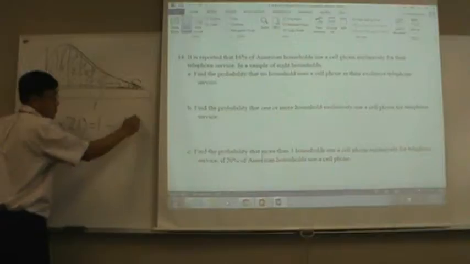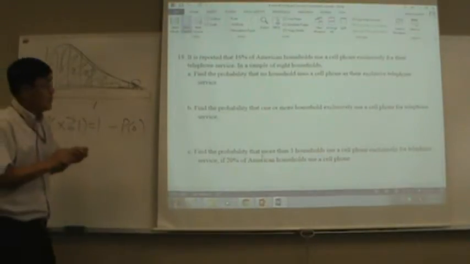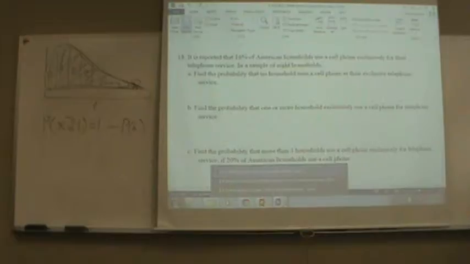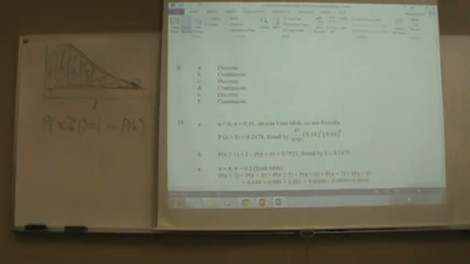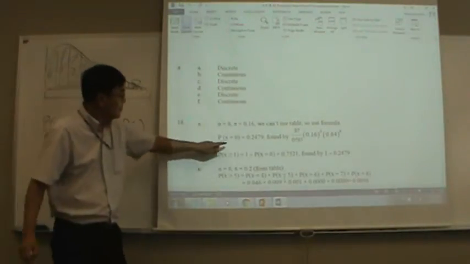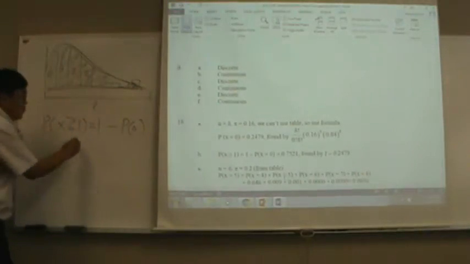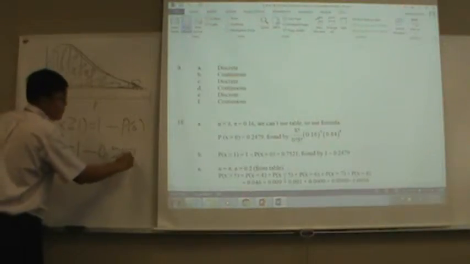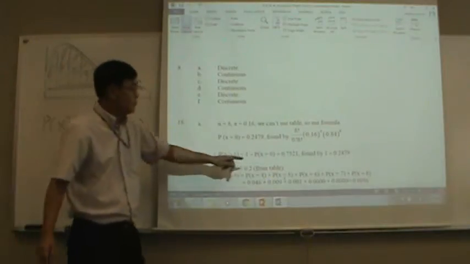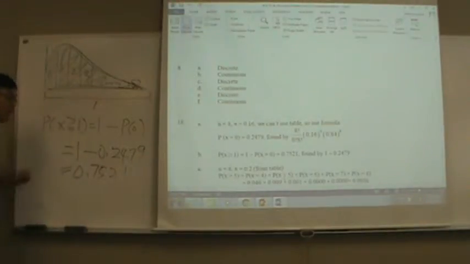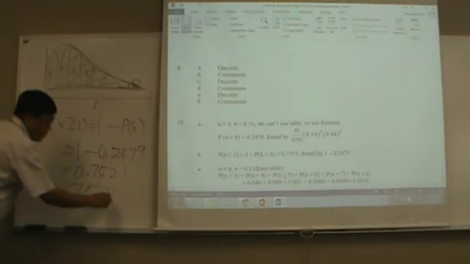So P of 0, we already have P0, probability of x equals 0 already. Probability of x equals 0 equals 0.2479. So 1 minus 0.2479 equals 0.7521. So 75.21%.